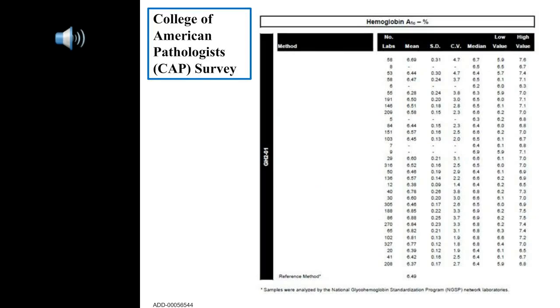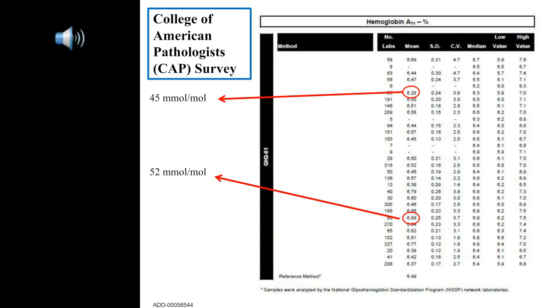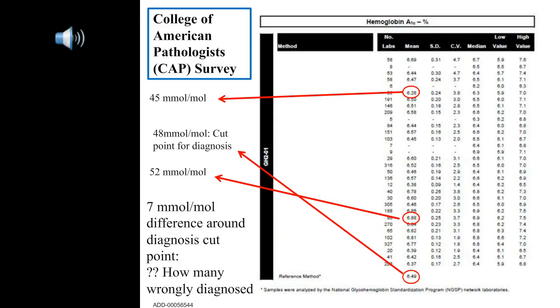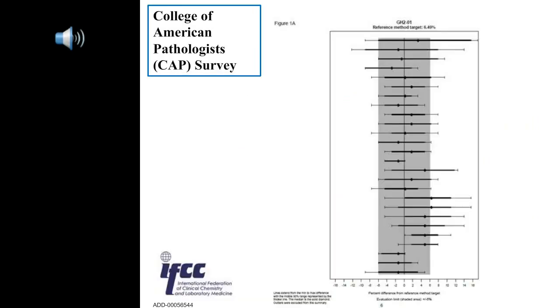In real life, what does this mean? Well, this is a recent return from the CAP survey, where we look at hemoglobin A1C results returned around America. Group results from this method group: 45 millimoles per mole, 6.28%, ranging up to 52 millimoles per mole, 6.88%. And this is interesting because the mean value was 6.5% or 48 millimoles per mole, the cut point for diagnosis. There's a 7 millimoles per mole difference here, 0.7%. How many people will be wrongly diagnosed across the US with this range of results?